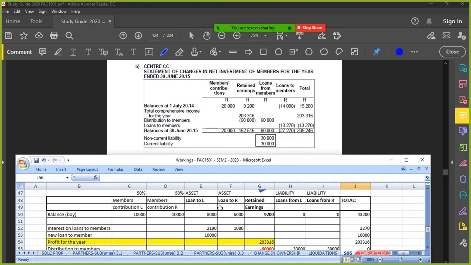Loans to would be an asset, so it wouldn't be a negative balance. Members' contribution, what balance would that be? That'll be a credit balance. So you've got a credit here, you've got a credit. Oh, okay, you do have a debit here. So you can't actually add up this balance at the beginning of the year, because you need to consider the debits and credits. So members' contribution, credit balance.